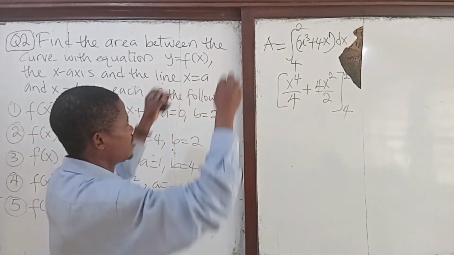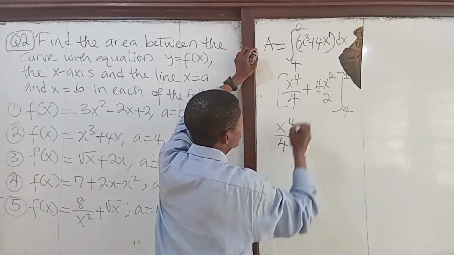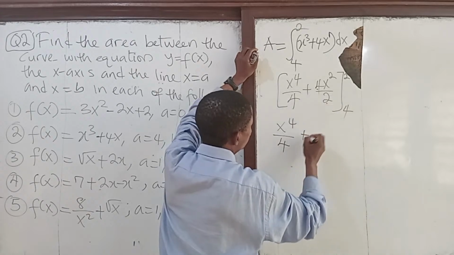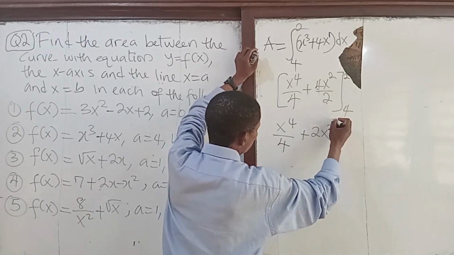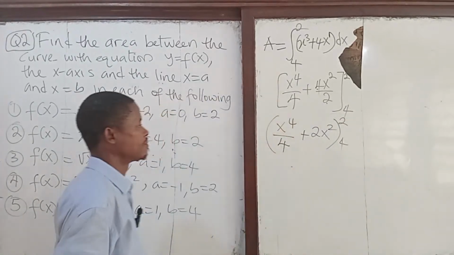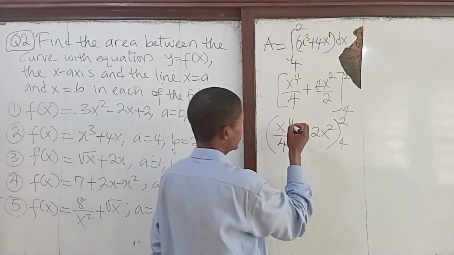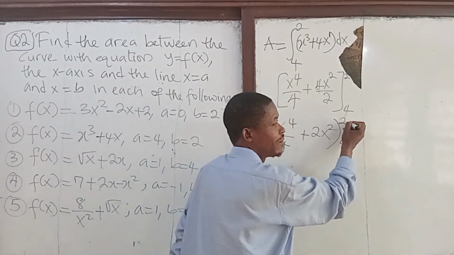So this is equal to x to the power 4 over 4, plus 4 over 2, that's 2x squared. Then your upper limit is 2 and your lower limit is 4. Let's make our substitution for the upper boundary. Anywhere you see your x, you put the upper boundary there.